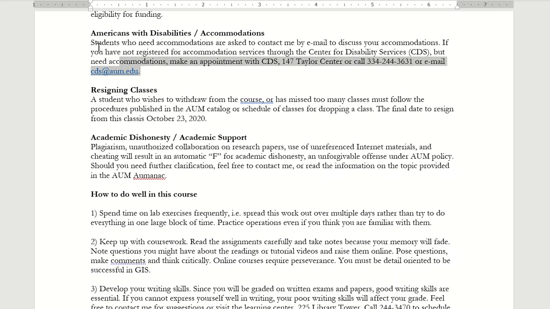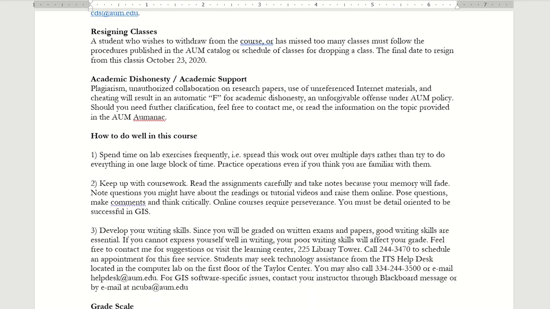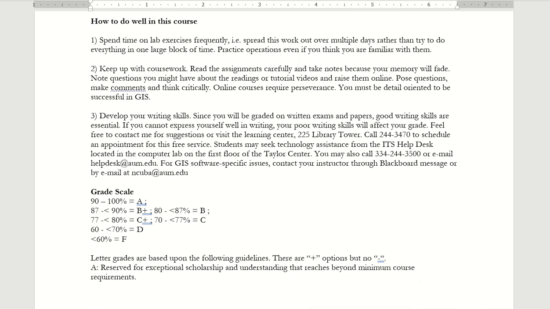If you have any kind of conditions that make your learning in this class more difficult, you have institutional resources that you can work through, and they're listed here in the syllabus. You can also come to me, and we can find a way to hit on your own learning outcomes in the course, if that's something that you're interested in. There is some standard language on non-resigning classes and academic dishonesty. Now, tips on how to do well in the course.